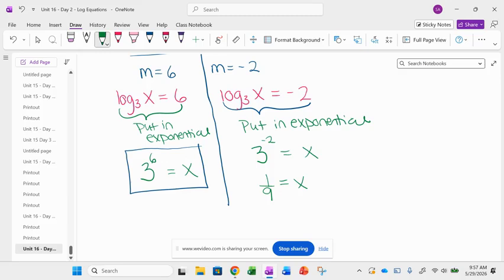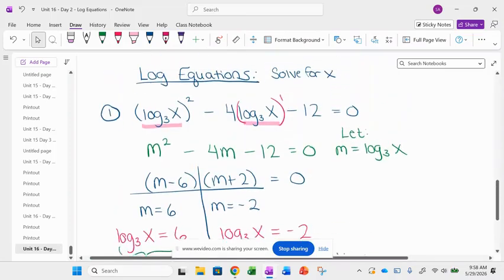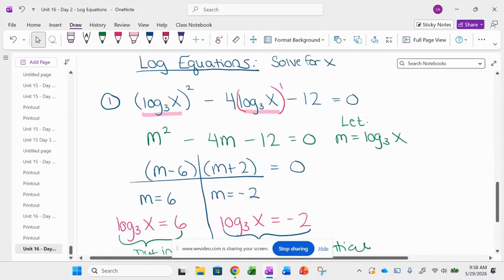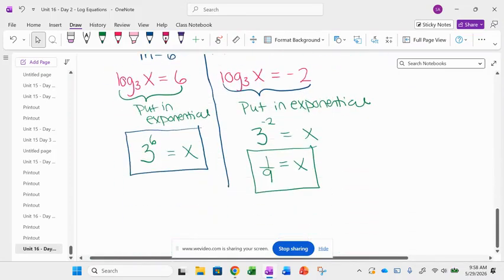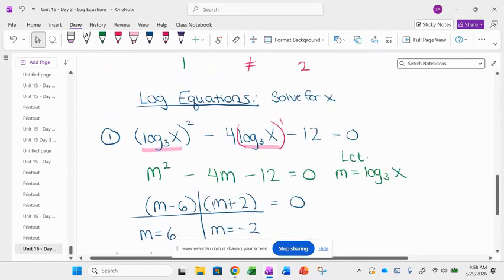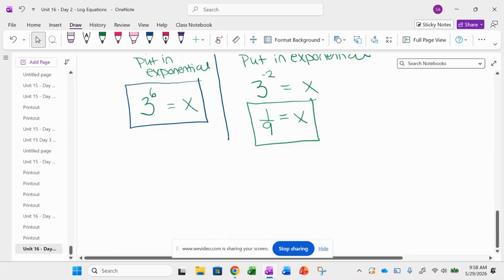Okay, but because initially it was a log equation, do we still have to check to make sure that all our arguments are okay? And what am I checking to make sure of when I say to make sure the arguments are okay? No negative arguments. So if I plug this back in, 3 to the 6 or 1/9, do we all agree my arguments stay positive? So we're okay? All right, so both answers are acceptable.